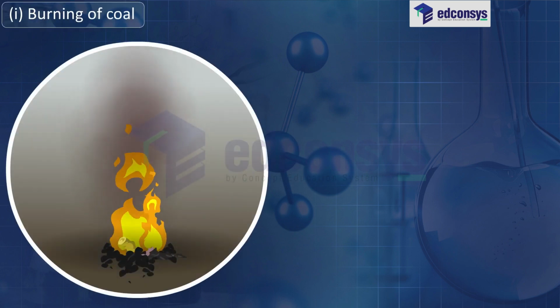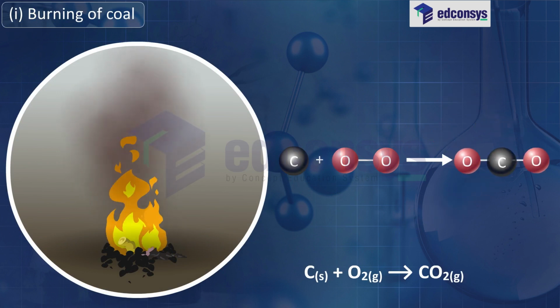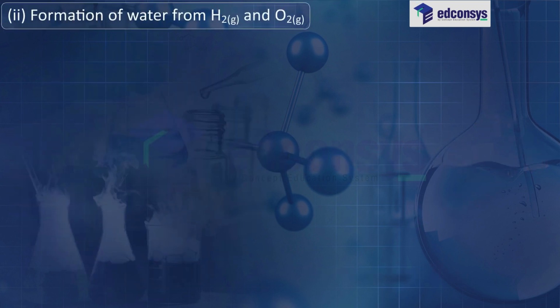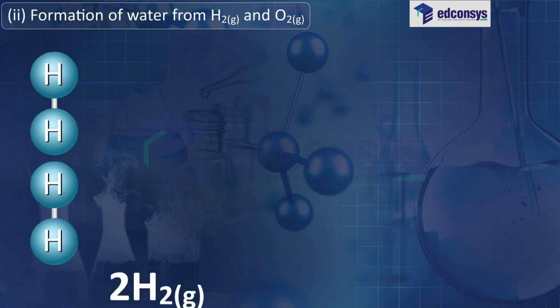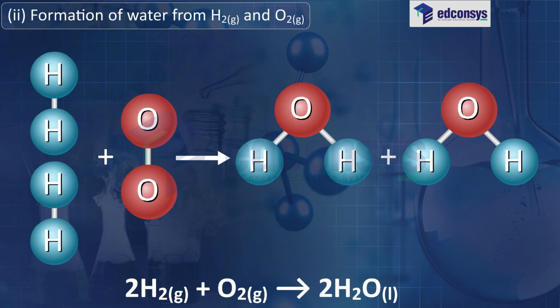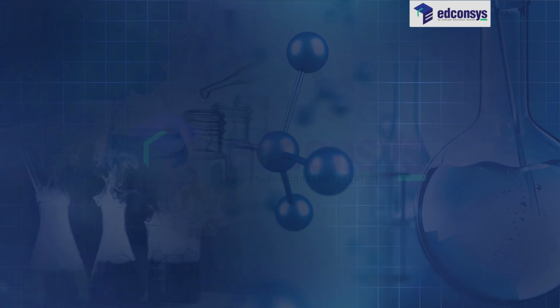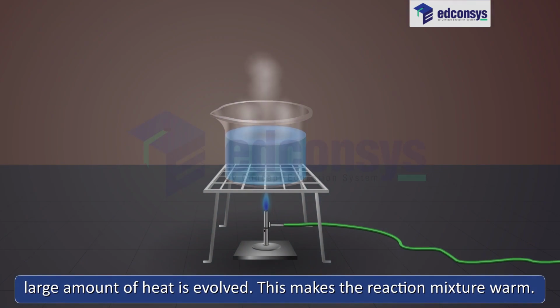Let us discuss some more examples of combination reactions. First, burning of coal. C(s) plus O2(g) gives CO2(g). Second, formation of water from H2(g) and O2(g). 2H2(g) plus O2(g) gives 2H2O(l). When two or more substances combine to form a single product, the reactions are called combination reactions. A large amount of heat is evolved. This makes the reaction mixture warm.